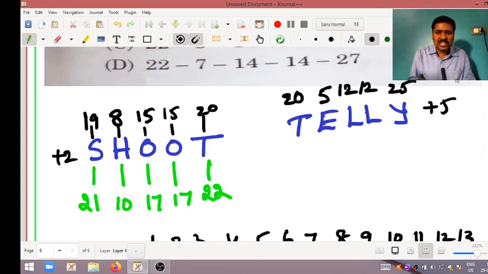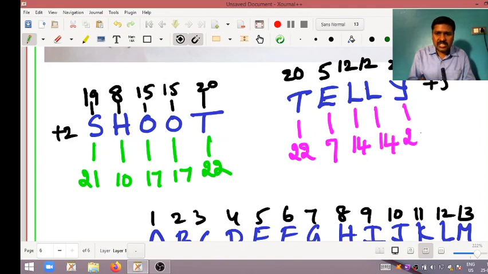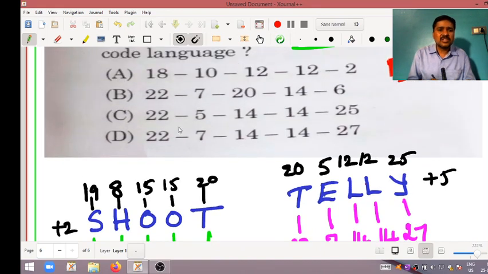Plus 2 is increased. So T is coded as 22, A is 1 plus 2, 3, L is 12 plus 2, 14, again L 14, and Y 27. So that's why 22, 3, 14, 14, 27. Option D is the correct answer.